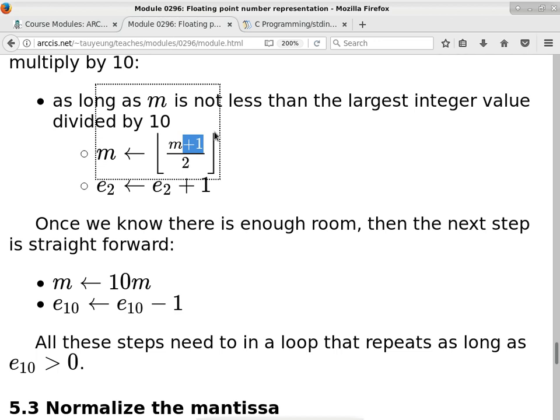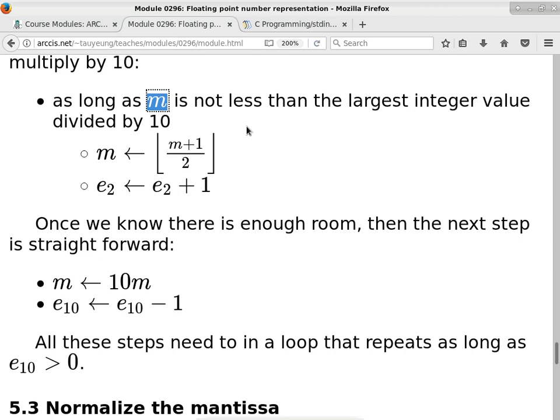But if we don't do the +1 here, then we have a bias. The error is always going to be erring on making it smaller. So this +1 is here to make it so that it is not biased. But every time you divide m by 2, you also have to remember to increment e2 by 1 because we want to keep the value represented for the most part the same. So this is a loop. You keep doing this until m is less than the largest integer value divided by 10, because then you have the room to perform multiplication by 10.